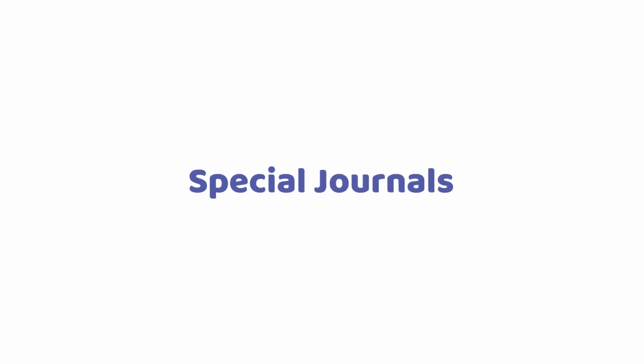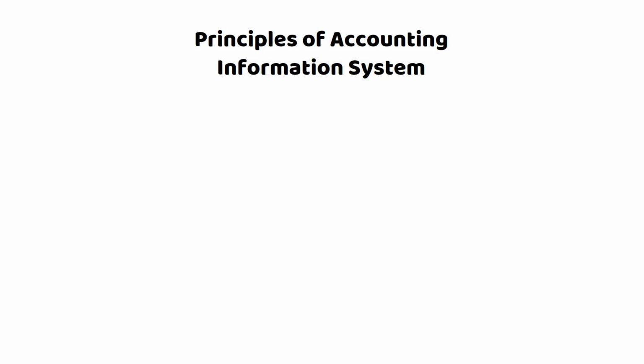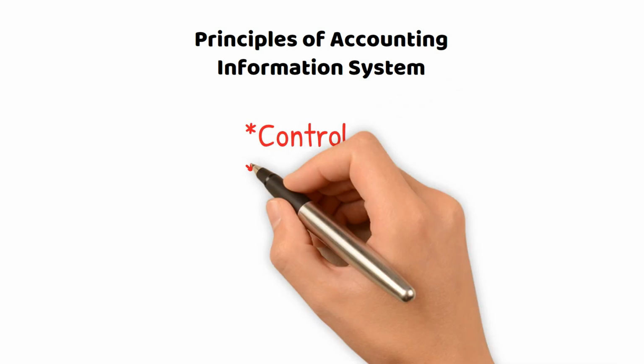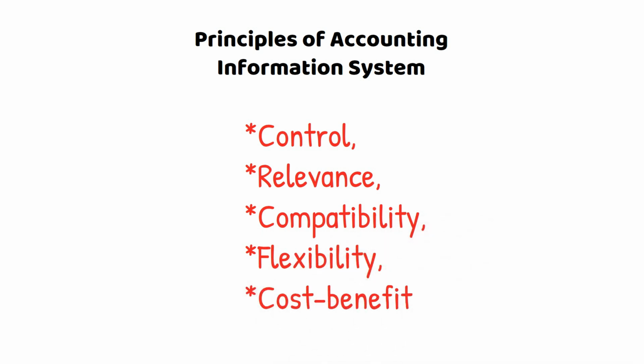Module 7, Special Journals. Principles of Accounting Information System. The 5 fundamental principles of accounting information systems are control, relevance, compatibility, flexibility, and cost-benefit.